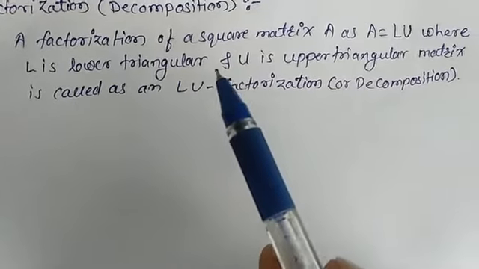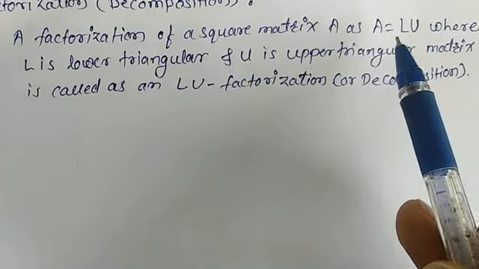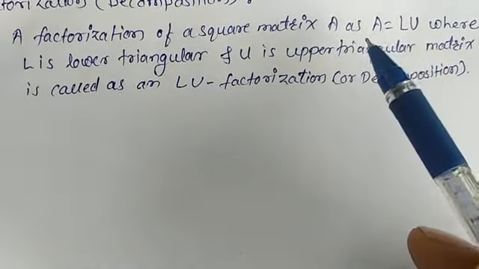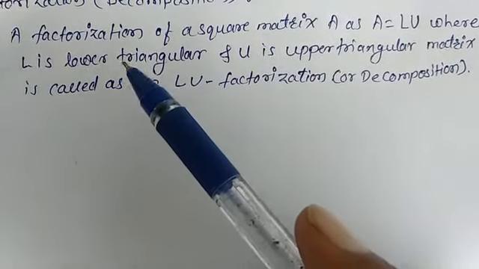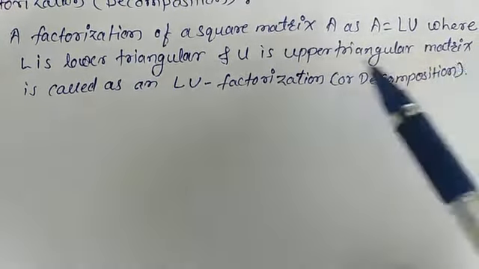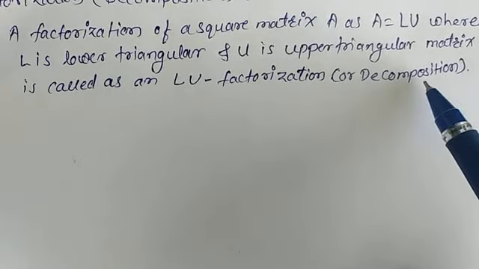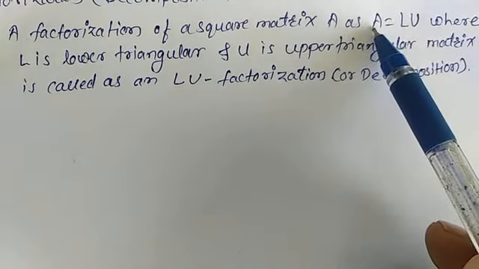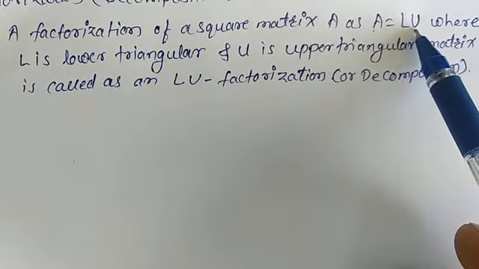A factorization of a square matrix A as A is equal to L into U. That is, we have to find matrices L and U, where L is a lower triangular matrix and U is an upper triangular matrix. This is called LU factorization or decomposition. That is, we have to write A in the form of lower triangular into upper triangular matrix.